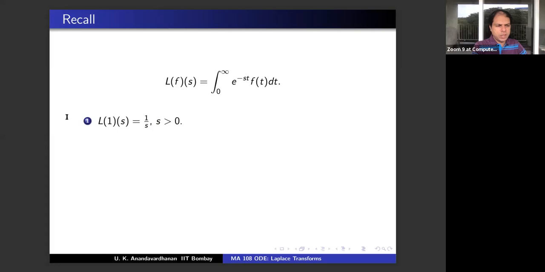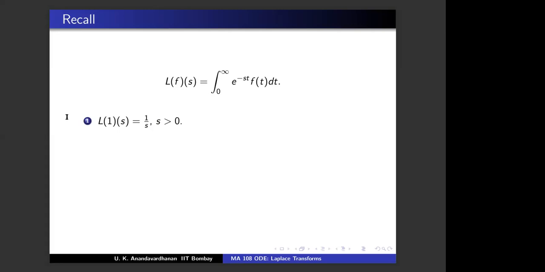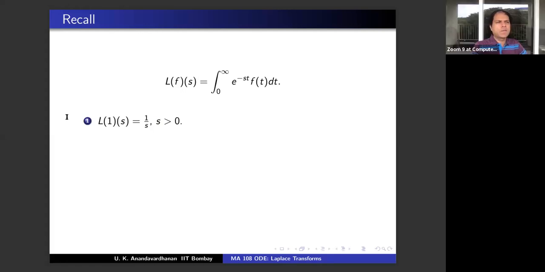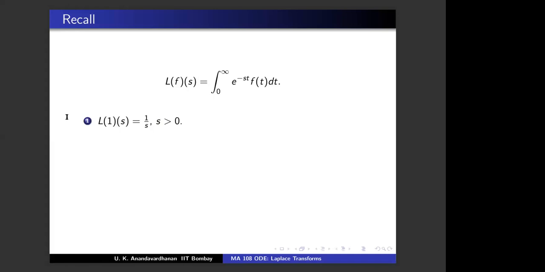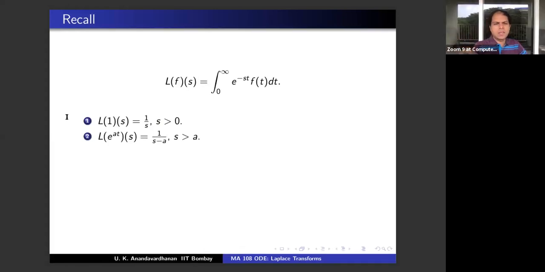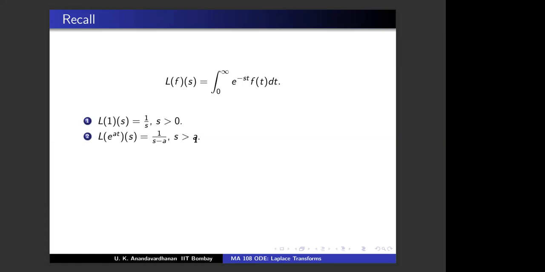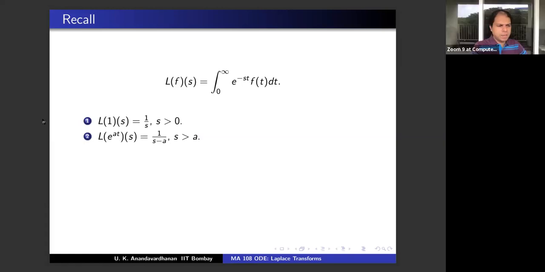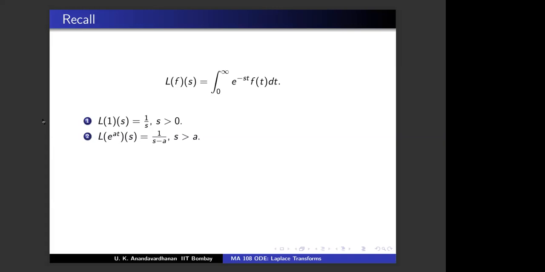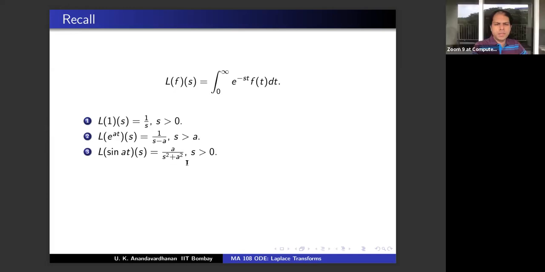What is the next function that we did last time, after this first example? Exponential. In the order in which we have done, the next thing was the exponential, and there the answer is 1 by s minus a, defined for s bigger than a. What was the third example? Sine. Sine of at, and the answer was a by s squared plus a squared.